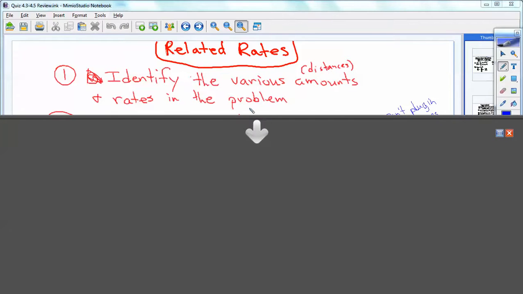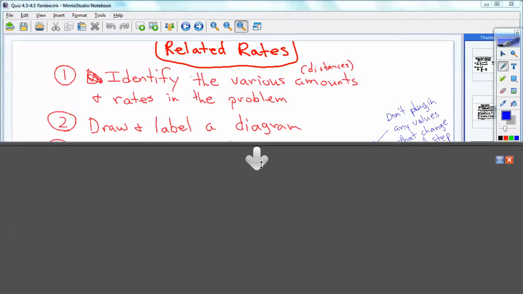Okay? So, first thing we want to do is identify the various amounts and rates that are in the problem. So we identified that we had the ladder against the wall that was sliding, so we drew our picture. I think drawing a picture is pretty good. I think I wrote that in the next step. So we want to identify the various amounts and rates and draw and label a diagram.